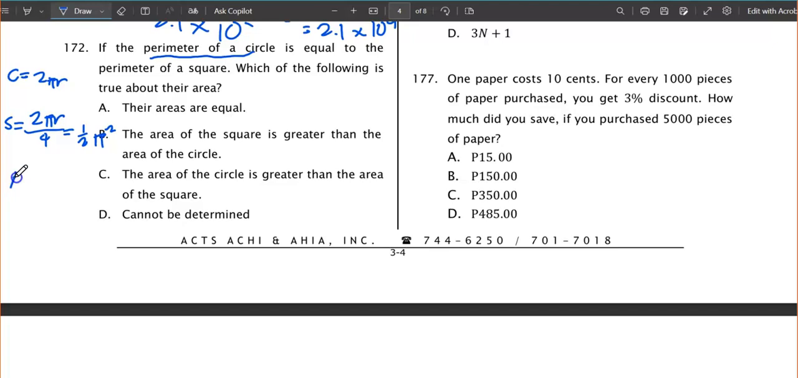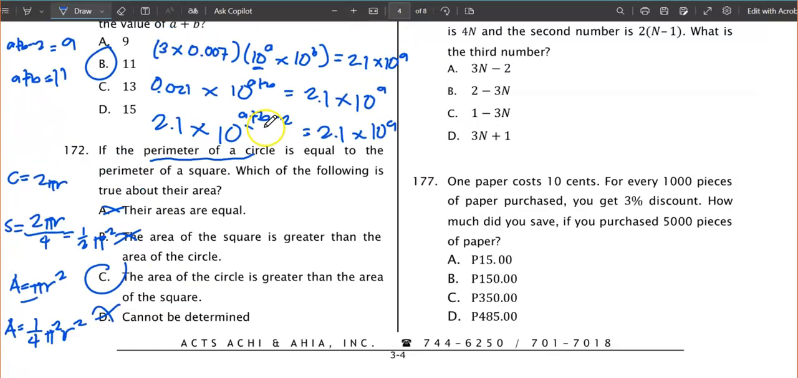And then the area of the circle is pi r squared. Then the area of the square will be 1/4 pi squared r squared. So if we look at the area, we can see that the area of the circle is bigger compared to the area of the square. So do we have that? A, their areas are equal? Nope. B, the area of the square is greater? No, it's smaller. The area of the circle is greater than the area of the square, that's letter C. Cannot be determined, that's not the correct answer. So again, C is the answer for this problem.